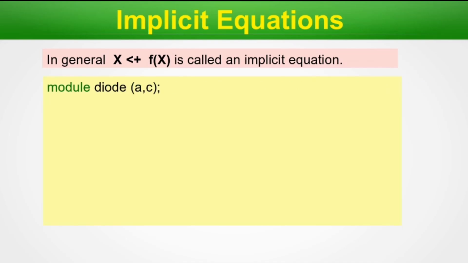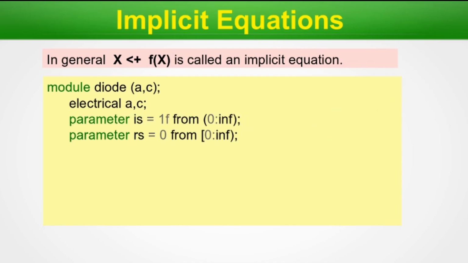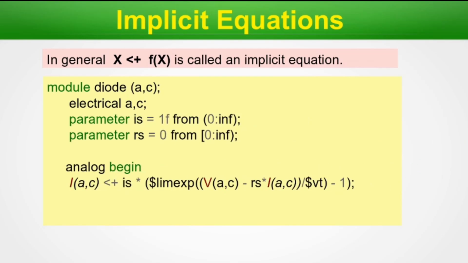Let's see an example here: module diode, and we define A and C as electrical in nature. Parameter IS, parameter RS we have defined. Let's write the analog block. And here comes our implicit equation of the diode. We close the analog block and close the module.